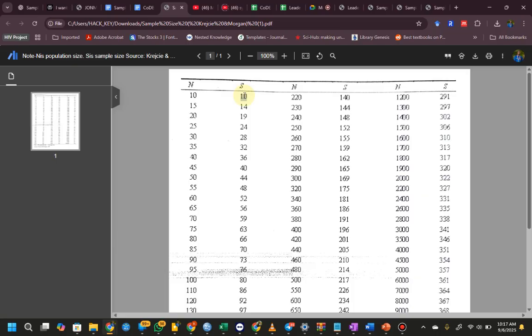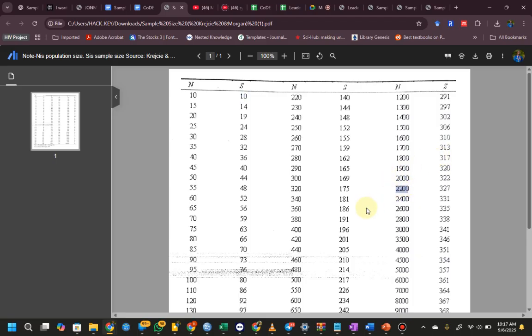So 10 would be representative enough for an accessible population of 10. You have to select all of them. If you have an accessible population of 15, then you can select a sample of 14 and they can represent the results. You can generalize to the 15. Like the 14 is representative enough for the 15. If you have an accessible population of 20, select a sample of 19, in that order.